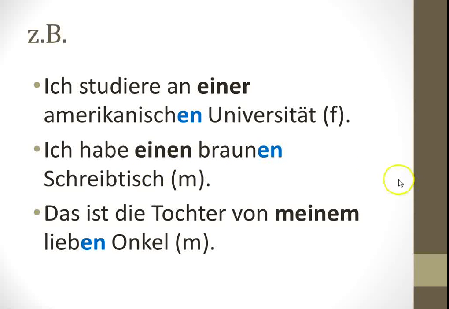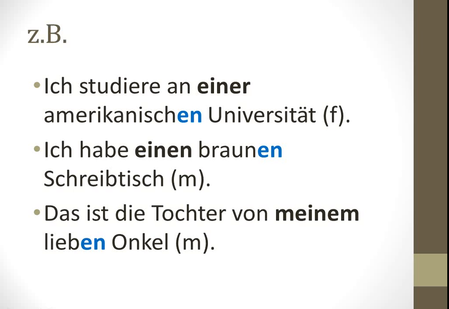This last example also has a preposition. So von. Das ist die Tochter von, that's the daughter of, meinem lieben Onkel. This is dative. So we have dative because of the two-way preposition. On the second one, we have accusative because it's the direct object. And on the third, it's dative because of a dative preposition.